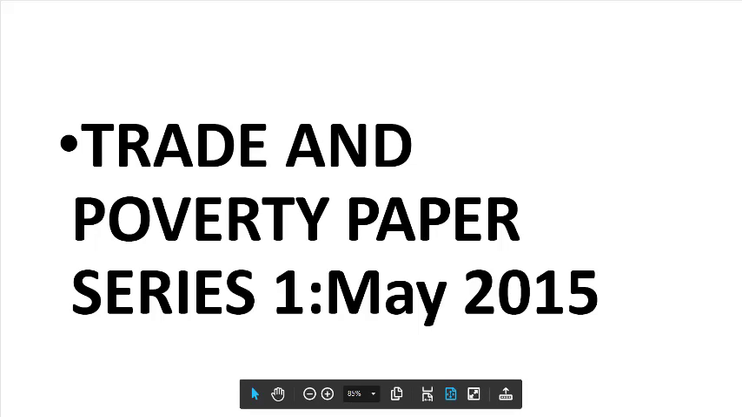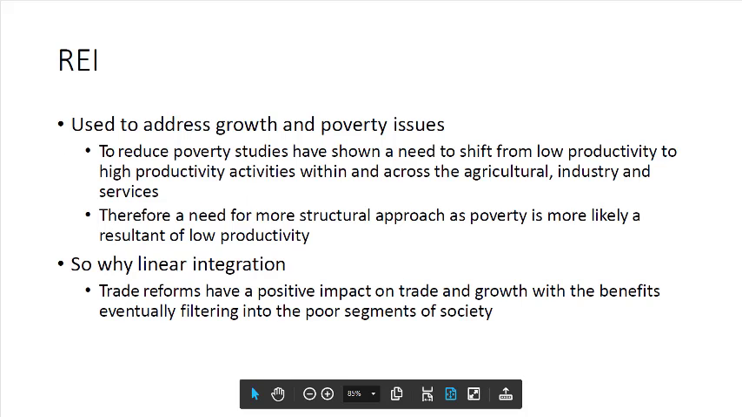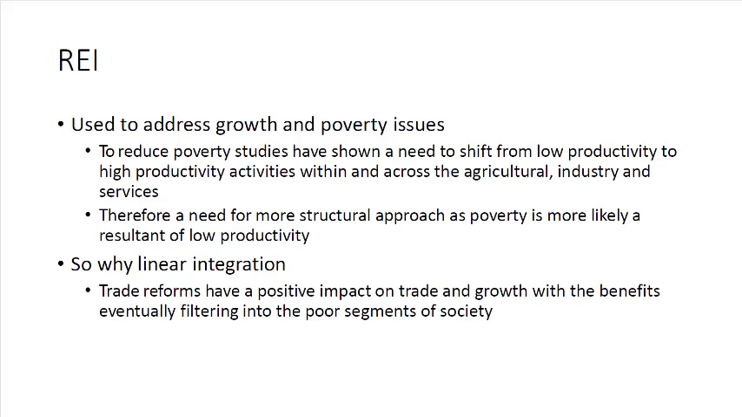Moving to the Trade and Poverty paper, series 1, from May 2015. If we look at regional economic integration, it was used mainly to address growth and poverty issues. But if you look at a lot of poverty studies, we find that poverty is usually associated with low productivity. And if we want to reduce poverty, we need to have high production activities, and that will help to reduce poverty. This is just mainly an association process.